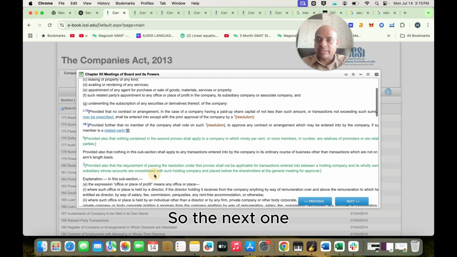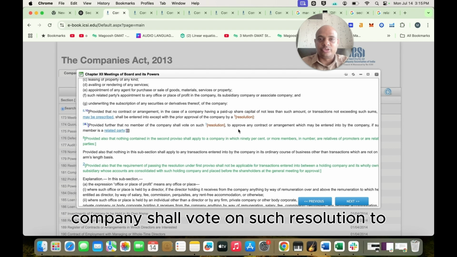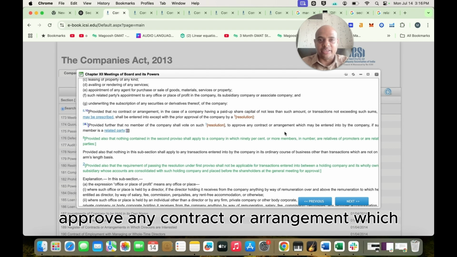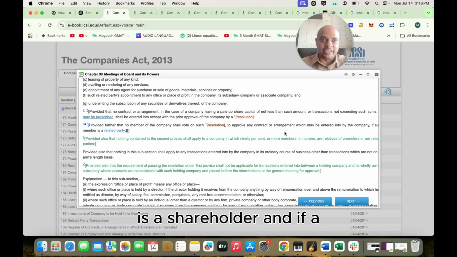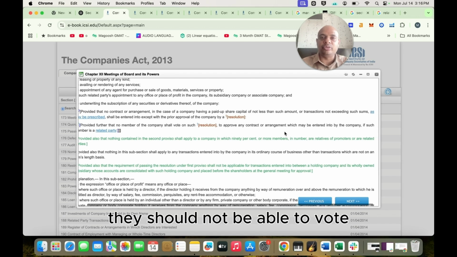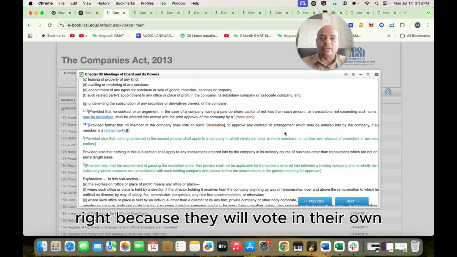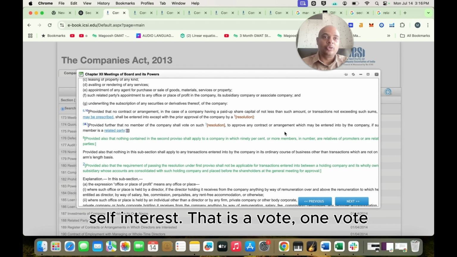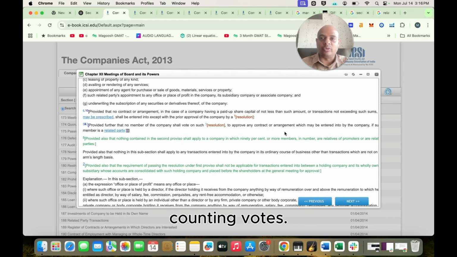So the next one, provided further that no member of the company shall vote on such resolution to approve any contract or arrangement which may be entered into by the company if such member is a related party. So member is a shareholder, and if a shareholder is a related party, then they shouldn't be able to vote on such resolutions, which is only fair, right? Because they will vote in their own self-interest. That's one vote that goes in self-interest. So that has to be excluded from the purview of counting votes.